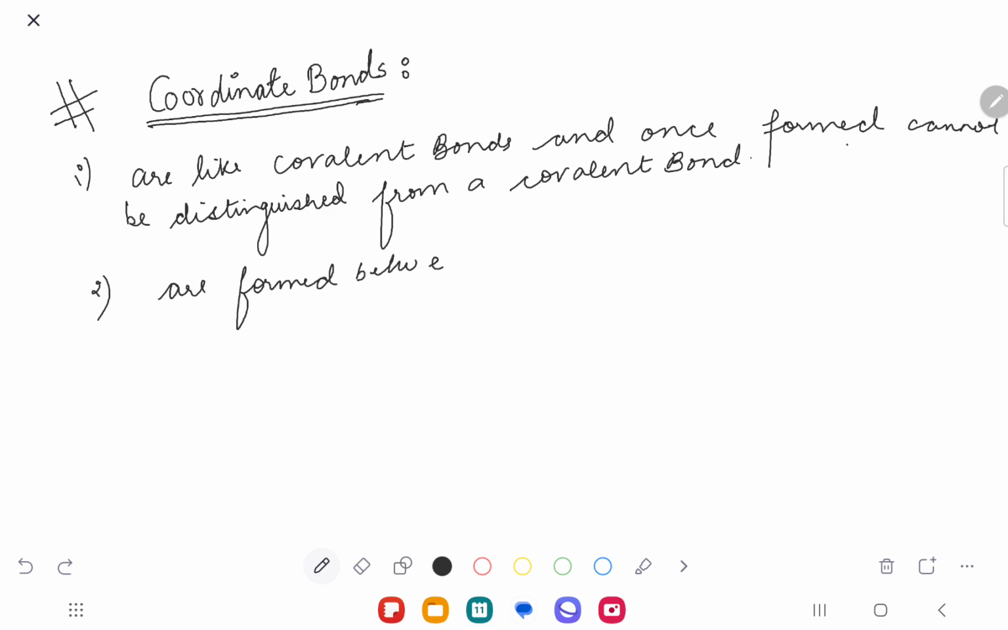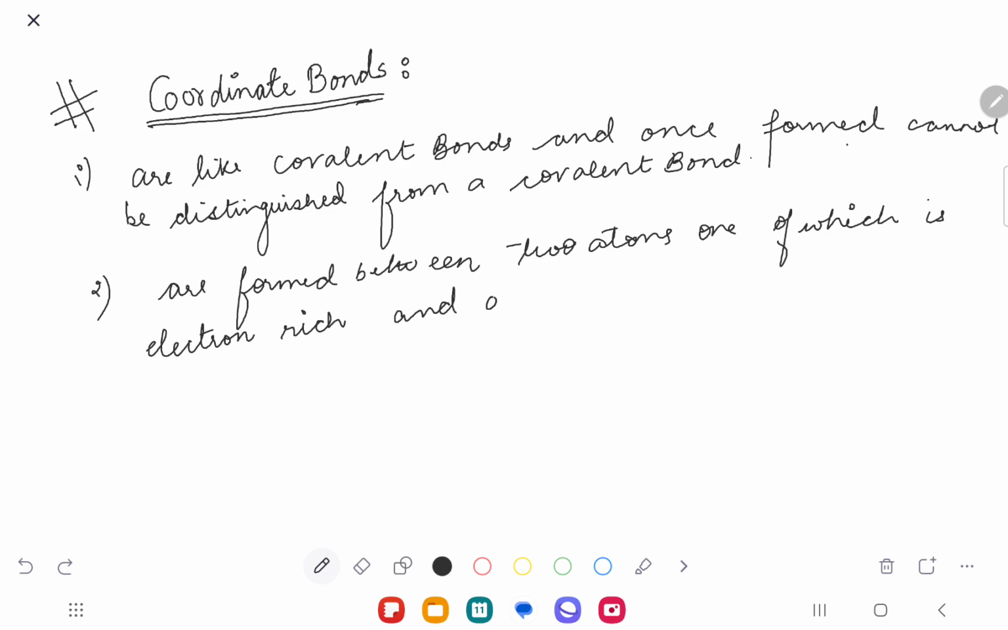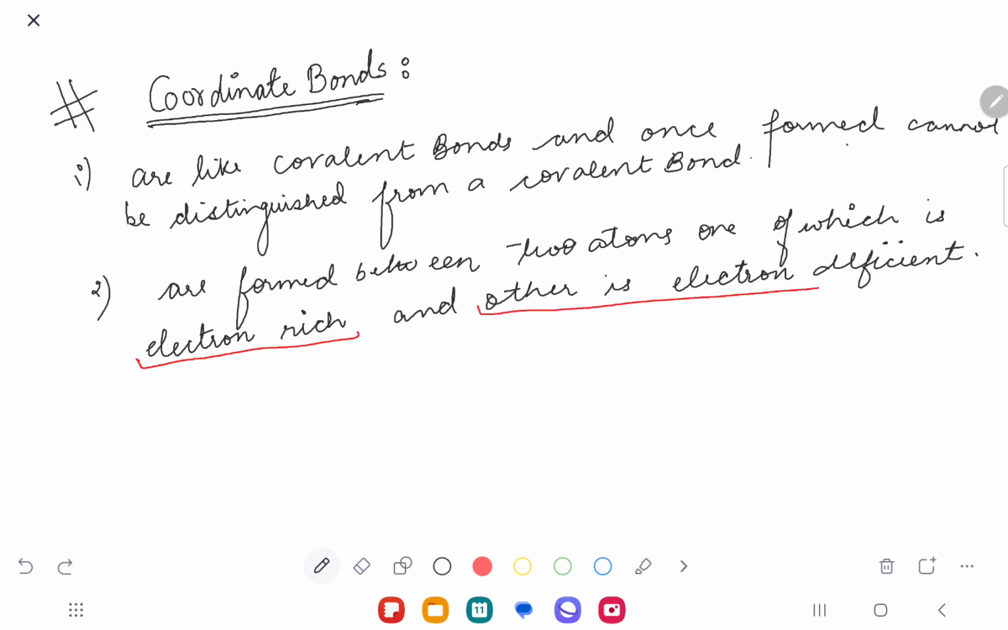between two atoms, one of which is electron rich and the other is electron deficient. Okay? So one of which is electron rich and the other is electron deficient.